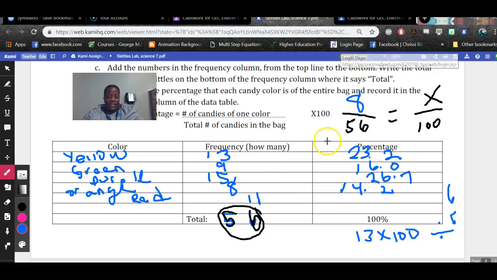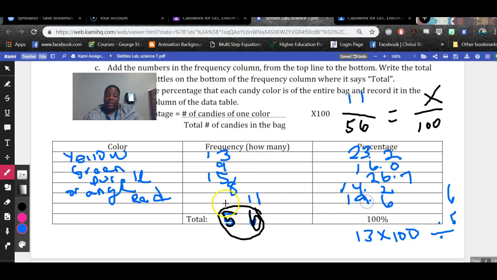Okay? Now this time I have red, and red is represented by 11. So there are 11 out of 56 candies in a bag that were red. So cross multiply again. 11 times 100 equals 1100. Divide that by the 56. I have 19.64. I'm just going to say 19.6.